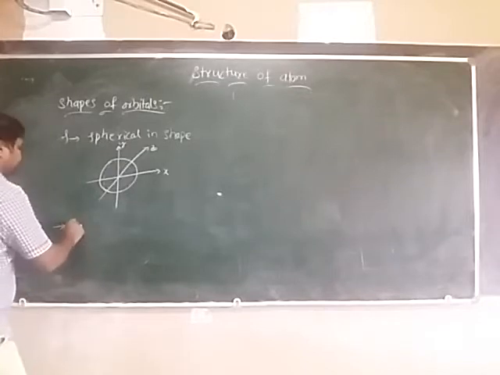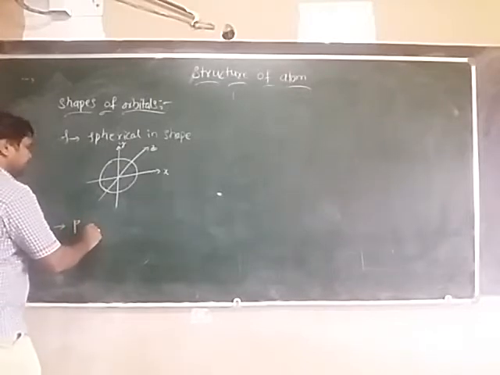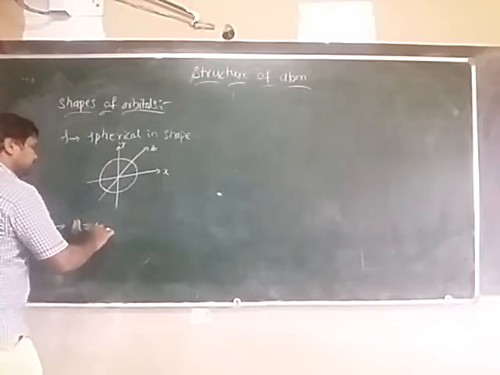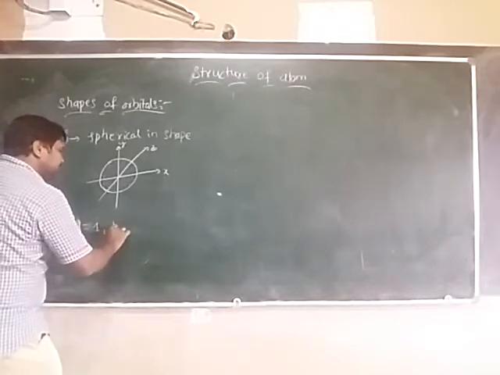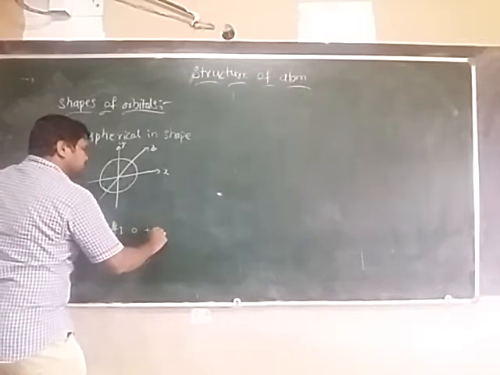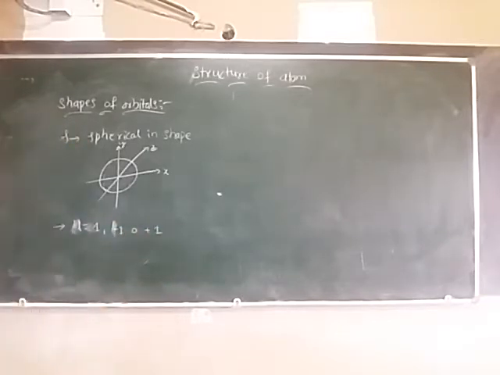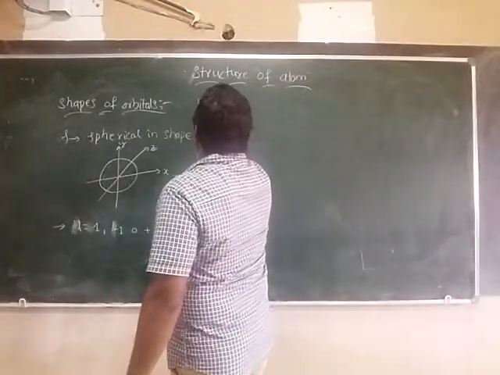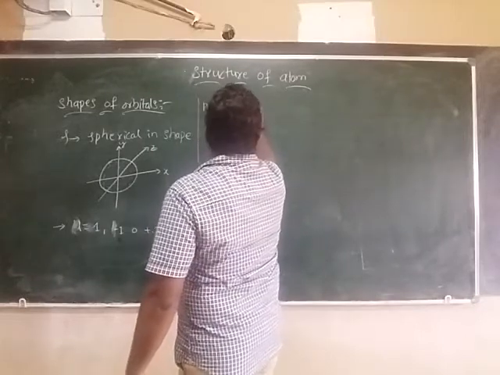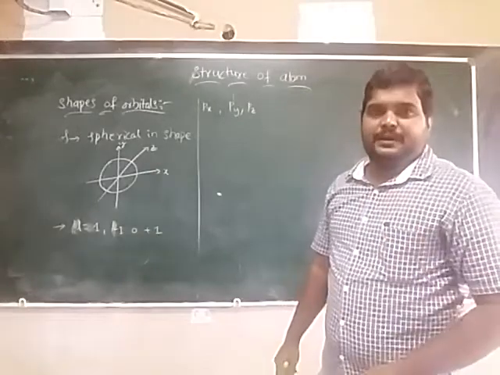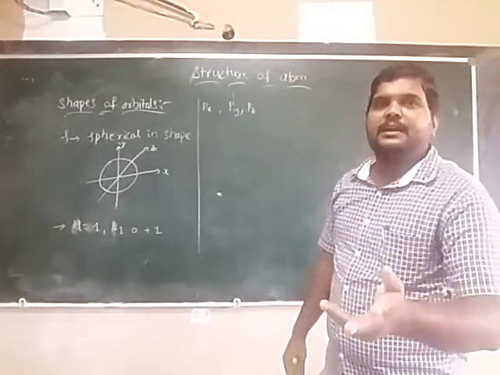Next, come to the p. So p value, what is it? L is equal to 1. Yes or no? m is equal to -1, 0, +1. So there are 3 orbitals on the p. What are those? Px, Py, Pz. How many orbitals? 3 orbitals: Px, Py, Pz.